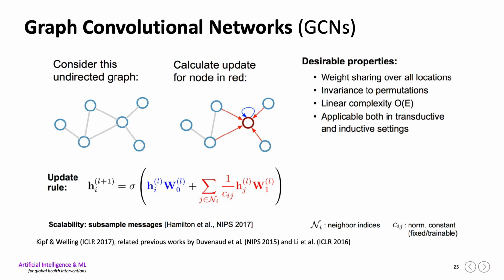The desirable properties listed on the right are exactly why this works so well. Weight sharing over all locations, invariance to permutations, linear complexity in the number of edges, order E, and applicability in both transductive and inductive settings. Note also that scalability comes from subsampling messages, referencing Hamilton and colleagues' NIPS 2017. And that reference is GraphSAGE, whose whole idea is to sample a fixed number of neighbors and aggregate them, so the method scales to enormous graphs where a node might otherwise have thousands of neighbors.